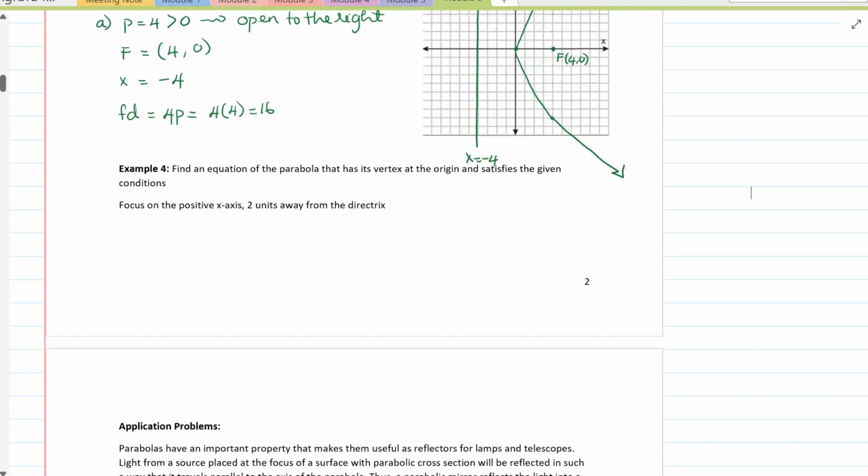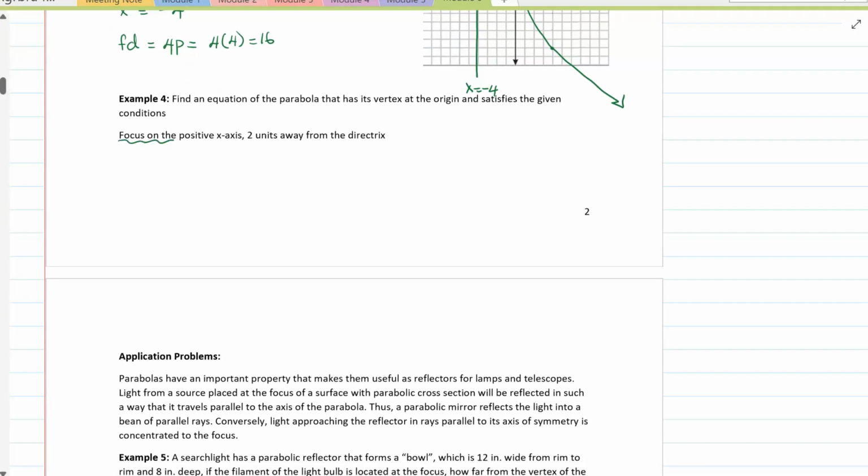We want to find an equation of the parabola that has its vertex at the origin and satisfies the given condition. The focus is on the positive x-axis, telling us that p is positive. It is 2 units away from the directrix. If it's 2 units away from the directrix, this tells us that p is equal to positive 1. So then we can write the equation as y squared equals 4 times 1 times x, that is equal to 4x.